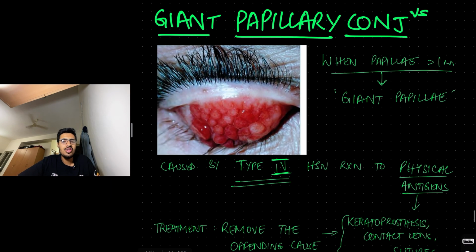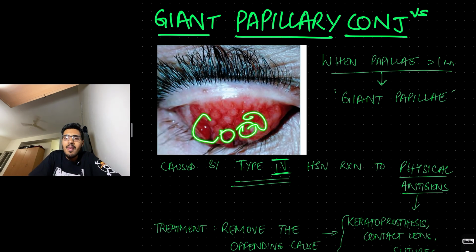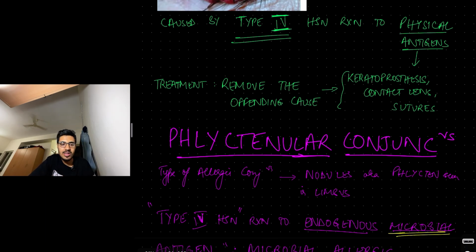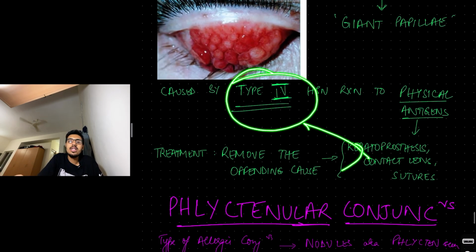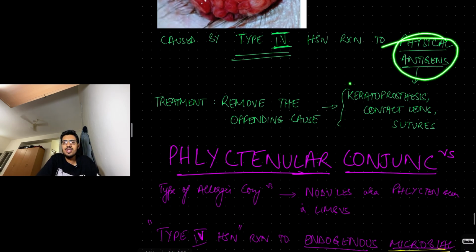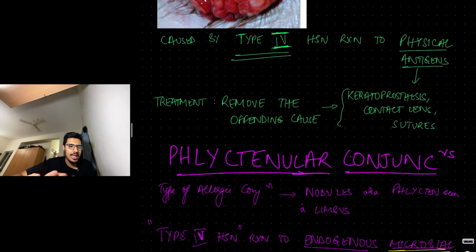Then coming to the next one, giant papillary conjunctivitis, a short topic. Basically, as you can see, you have huge papillae. Why? Because they are more than 1 mm. If it is more than 1 mm, then it's giant papillae. This is a type 4 hypersensitivity reaction to mechanical or physical antigens. So basically, some mechanical antigens like keratoprostheses, that is artificial corneal transplantation or any fake cornea, any contact lens, any sutures. Type 4 reaction to this leads to the formation of these giant papillae. Well, how do you treat it? Just remove this physical antigen. Eventually, the type 4 hypersensitivity reaction will reduce and you can limit it.